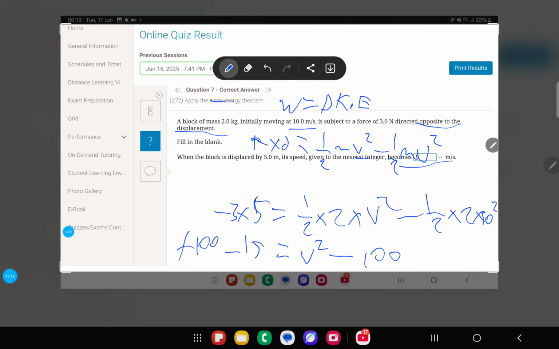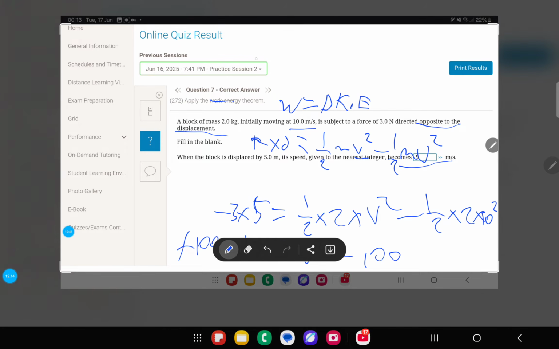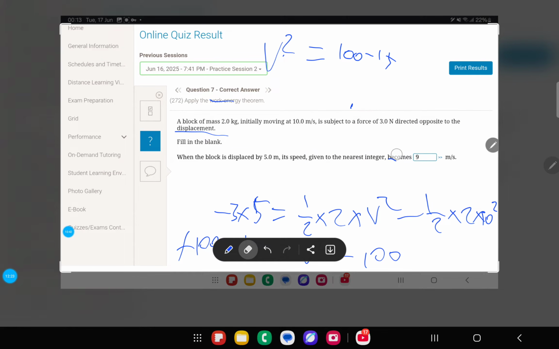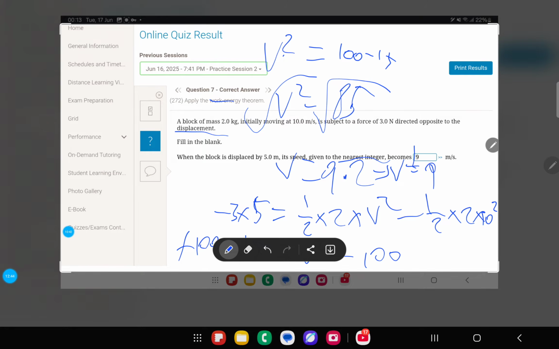So v squared equals 100 minus 15. That becomes v squared equals 85. You radicalize both of them, you get v equals 9.2. But they wanted it to the nearest integer, so you make it v equals 9. That's it.